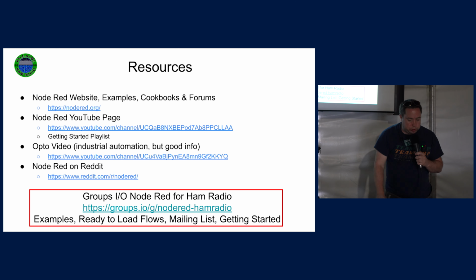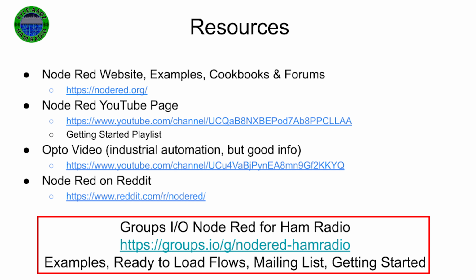All right, some resources. Node-RED.org, we talked about those. Here's the Node-RED YouTube page. It's another good one. It's very, very technical though. This Opto video is really good. This is some type of control automation in a manufacturing space, and he breaks down different flows and how to do different things. It's really good. He's a great teacher. The YouTube videos are made really well. If you want to know more advanced stuff about Node-RED, go check this out.